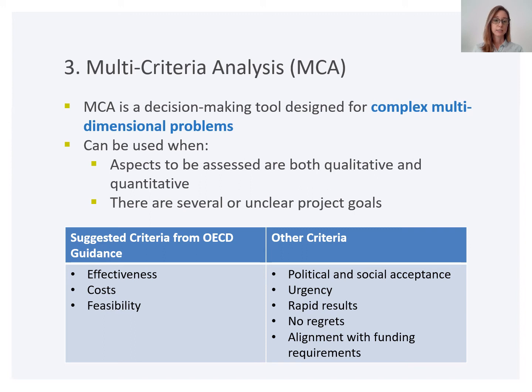So the OECD suggests, for example, using criteria like effectiveness, or costs, or feasibility. But there are many other criteria that you could use. So for example, political and social acceptance, the urgency, how rapidly you could have the results, a no regrets option, and alignment with funding opportunities and requirements.